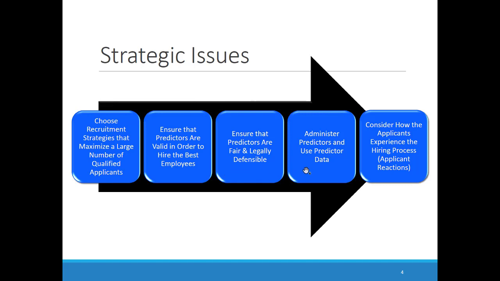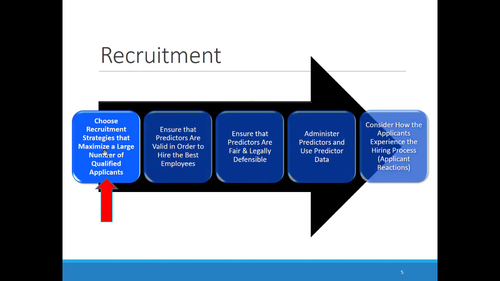Then you would administer those predictors using your selection methods, and you would use that data that you get from those to make decisions about who to hire. And finally, you also consider how the applicants experience the hiring process, and we call this applicant reactions. So we're going to start on the left side here and talk about recruitment first.